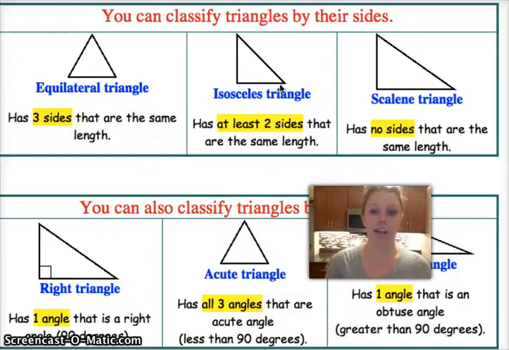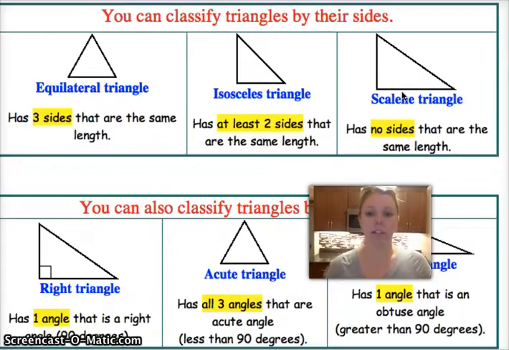A scalene triangle is a type of triangle that has no matching sides. Each one of these side lengths on the scalene triangle has a different measurement. So there are three different names if you're basing a triangle's attributes on its side lengths. Equilateral, they're all the same length. Isosceles, two are the same length. And scalene, none are the same length.